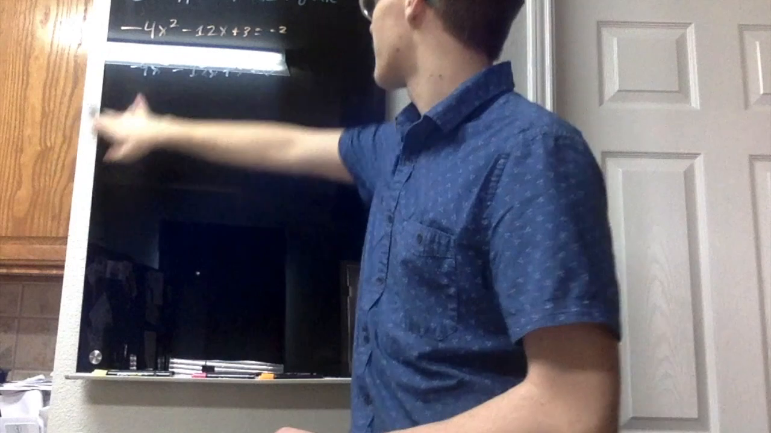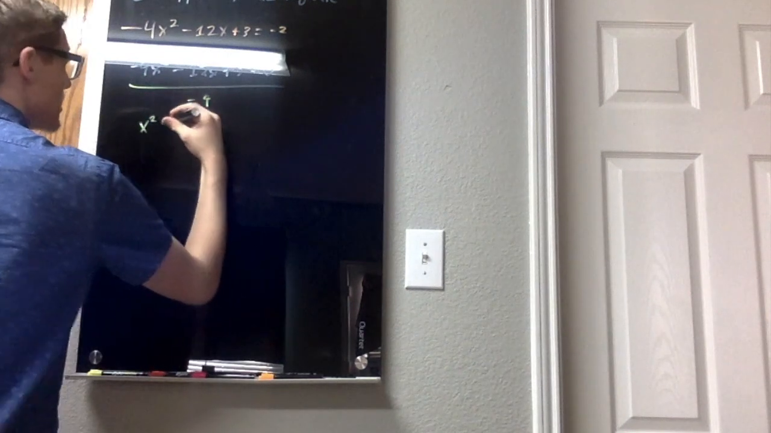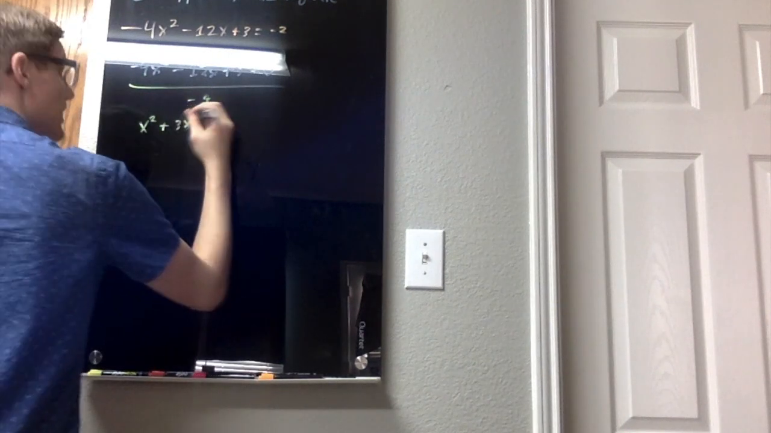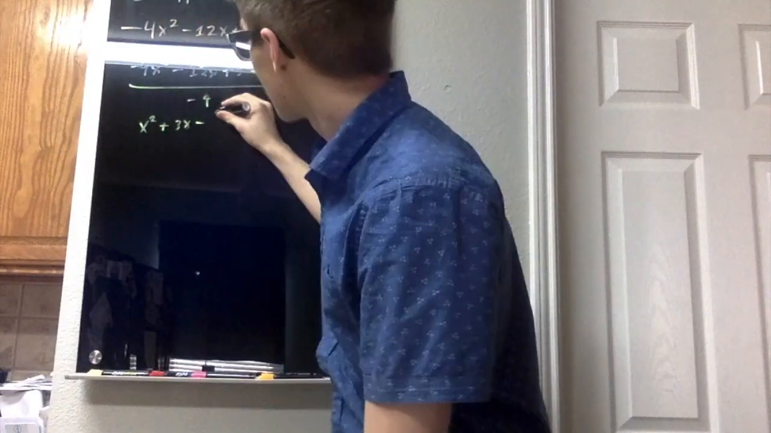Now we deal with our negative 4 as our a. So what we do is we divide everything by negative 4, since that's the a value, and we can't have the a value be negative. So we have x squared plus 3x, because negative 12 divided by negative 4 is going to be 3, minus 5 over 4 equals 0.